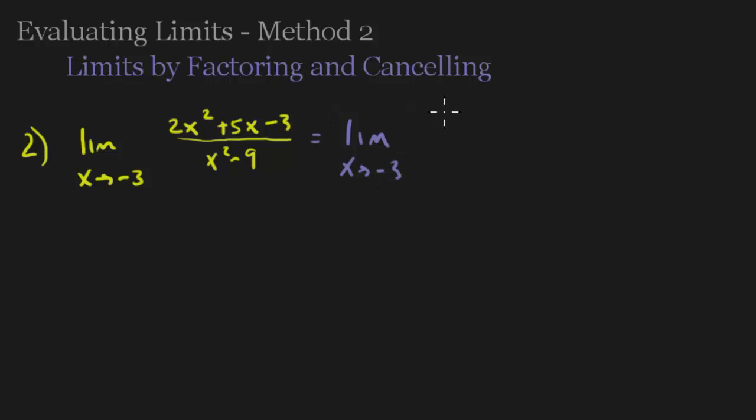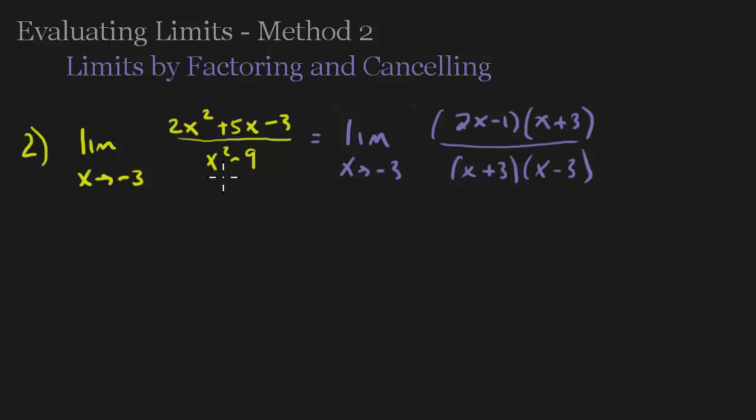All right, so that's going to factor as 2x minus 1 and x plus 3. Then the bottom, we get x plus 3, because it's a difference of squares, and then x minus 3. Now, why is that good? Well, what was giving us the problem on the bottom was the x plus 3, right? Because if you plug in negative 3 into x plus 3, you're going to get 0.